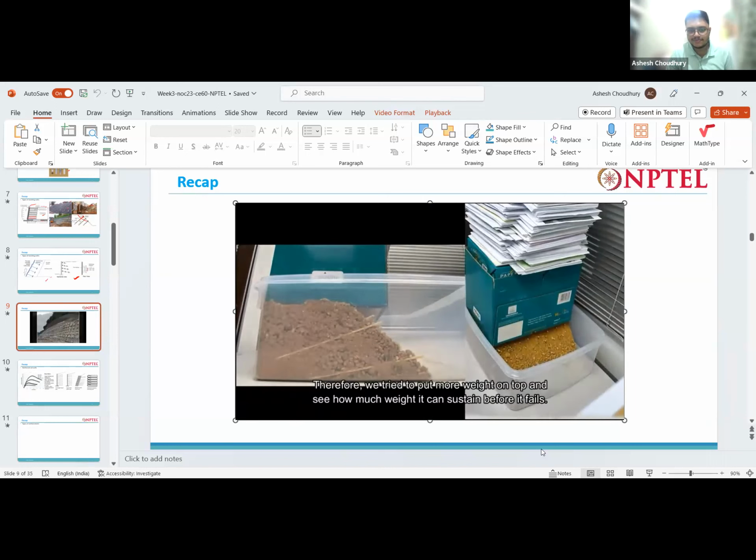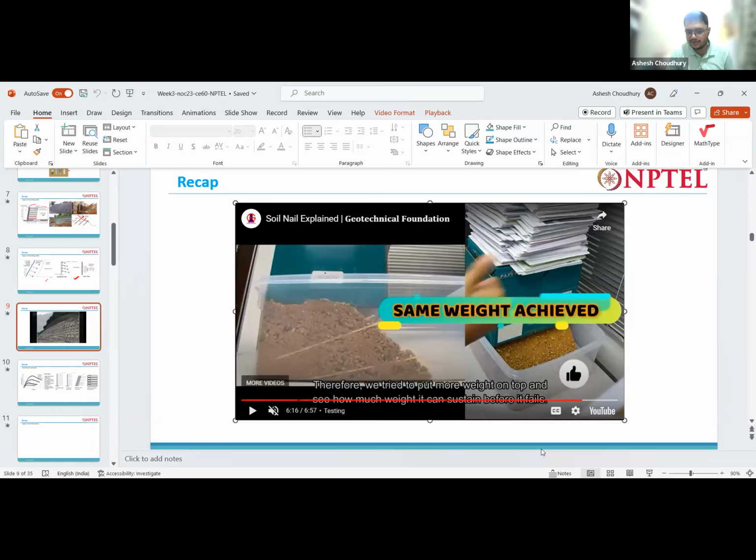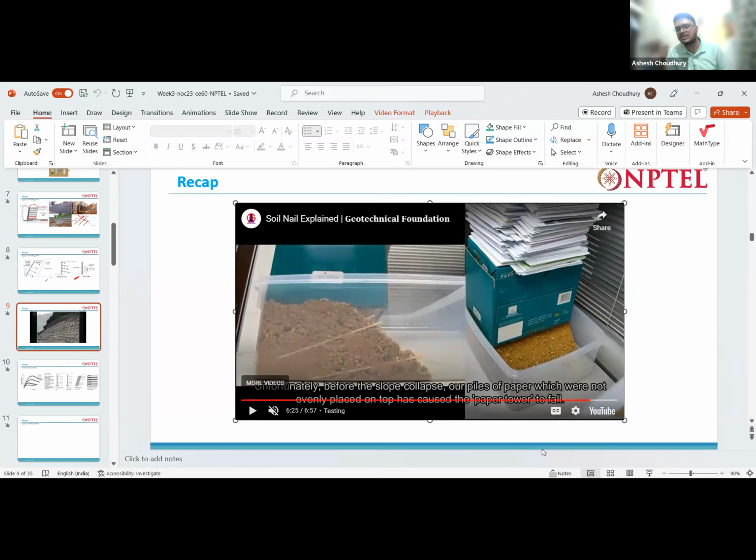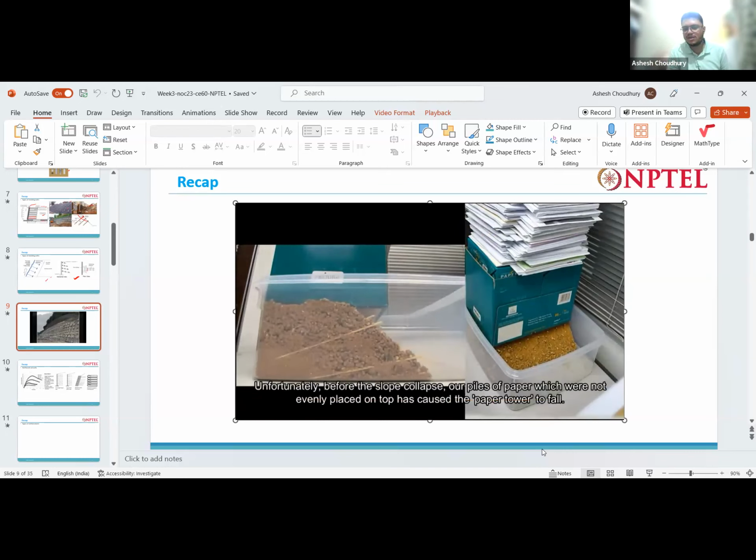Let's see. Okay, 26 kg is achieved, but still the soil slope has not failed. We increase the load more, but still you can see the soil slope has not moved even 1 centimeter. It is holding up so firmly.